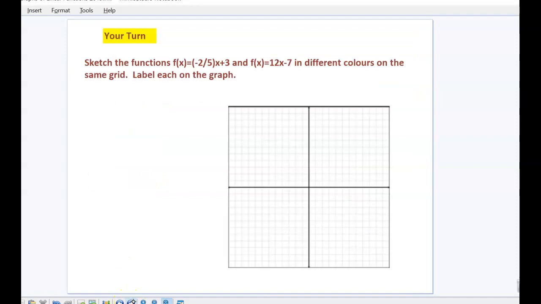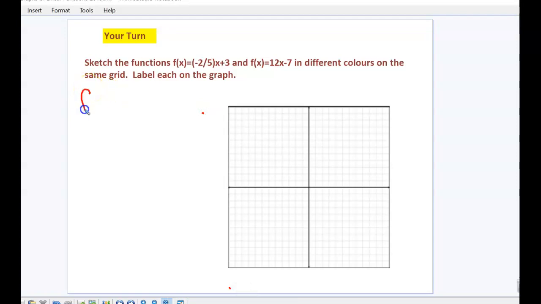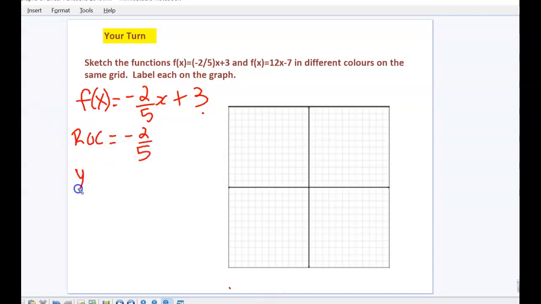Okay, we want to sketch the functions -2 over 5x plus 3 and 12x minus 7 in different colors on the same grid. They want us to label each graph. So I'm going to do the rate of change method. So for function f, f of x is -2 over 5x plus 3. So my rate of change is equal to -2 over 5, and my y-intercept is equal to 3.